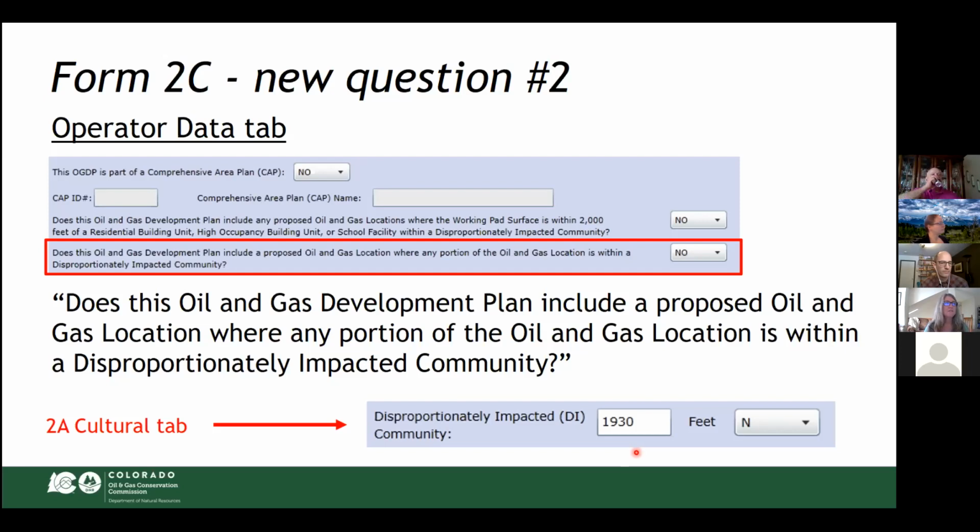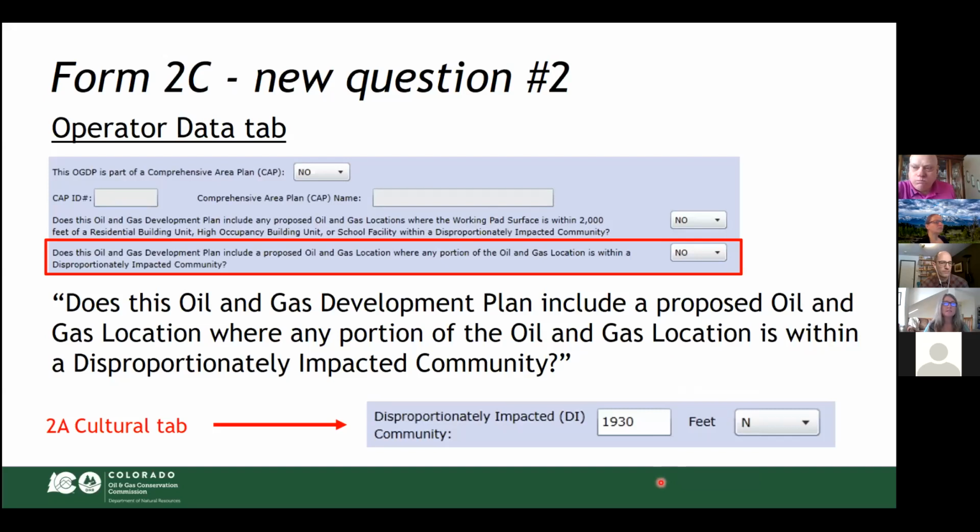So if any of your locations are within the DI community, you will answer yes to this question, and that will set your consultation period to 60 days. If none of your locations are within the DI community, you will answer this question with a no, and that will set your consultation period to the standard 45 days.